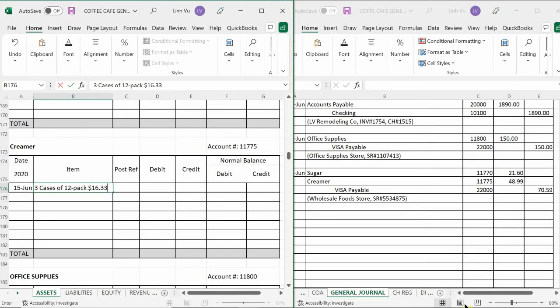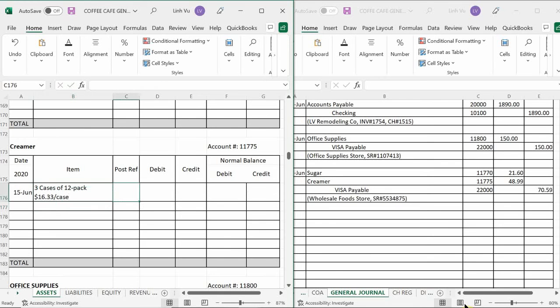And then it's on page 5. And then debit of $48.99.